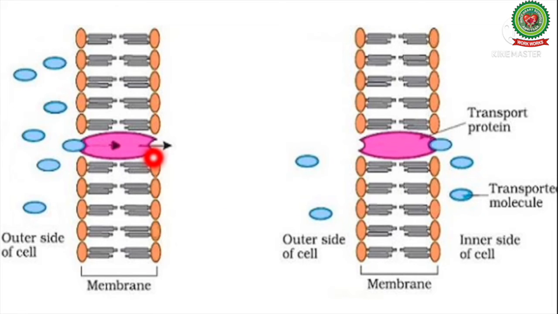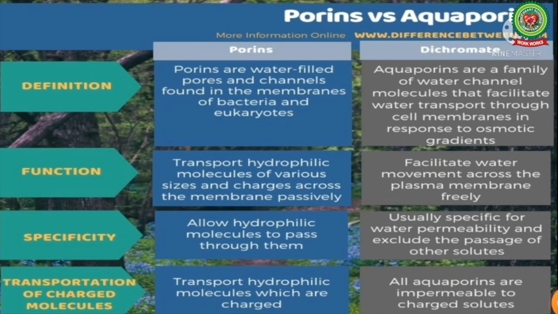Transport proteins are embedded in the cell membrane. Now these transport proteins help to transport the molecules from outside of the cell to the inner side of the cell. Next, discussing difference between porins and aquaporins.